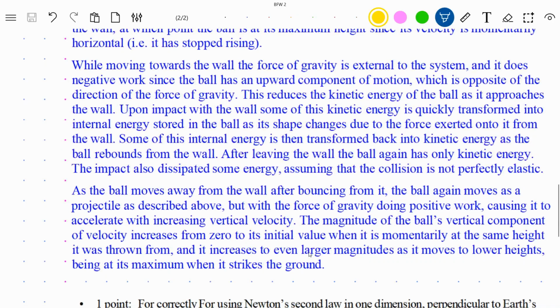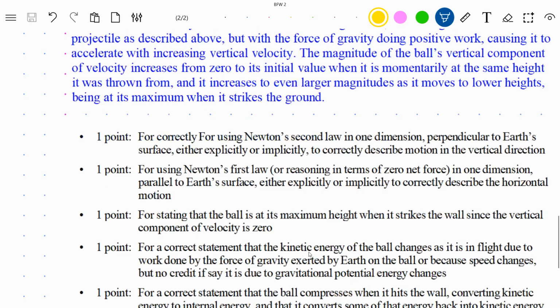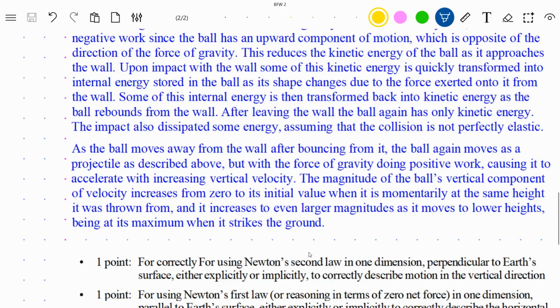Okay, so let me actually show you where each of these 7 points came from, and again, we'll try to find them in my answer. Okay, so 1 point, let's just look at one at a time here. So this first point, 1 point is allocated for correctly using Newton's second law in one dimension perpendicular to Earth's surface. Okay, so perpendicular Earth's surface, basically we mean vertical.